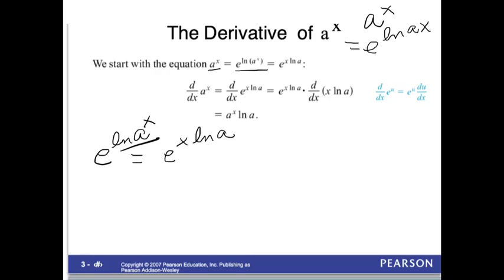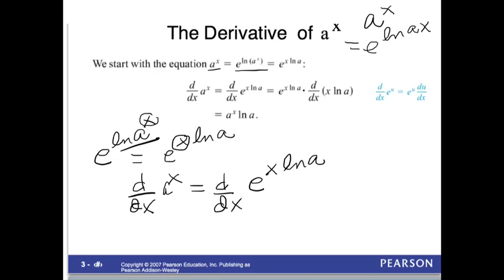This makes use of the fact that ln of a to a power is equal to that power times ln of a. So now we can say that d dx of a to the x is equal to d dx of e to the x ln of a. And that is just going to be e to the x ln of a times d dx of x ln of a, which is just ln of a.